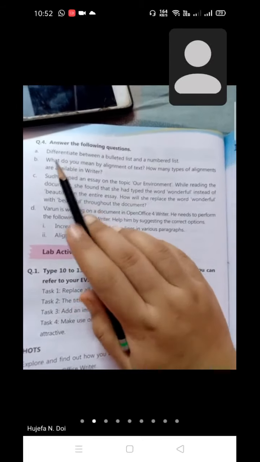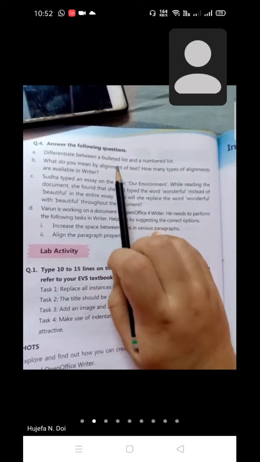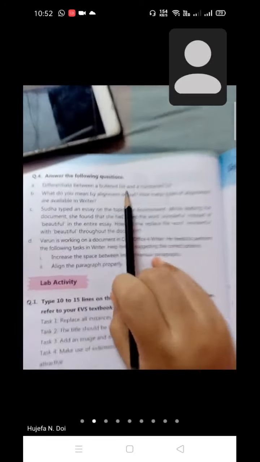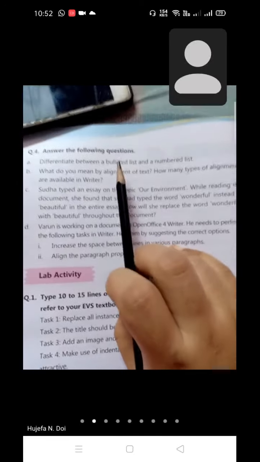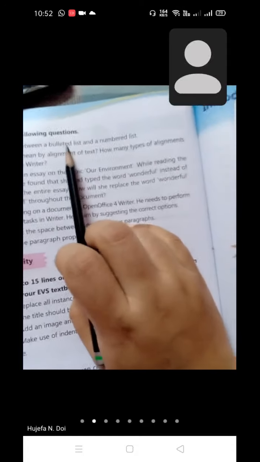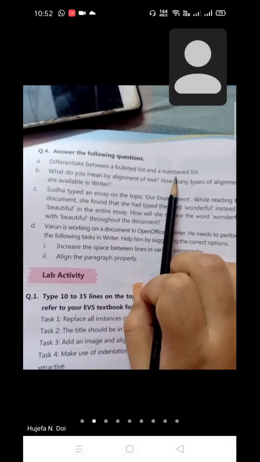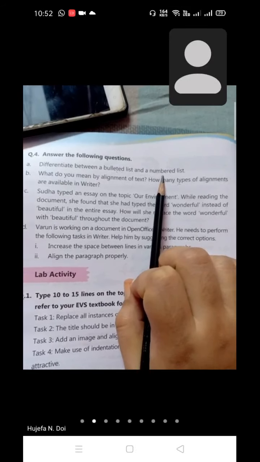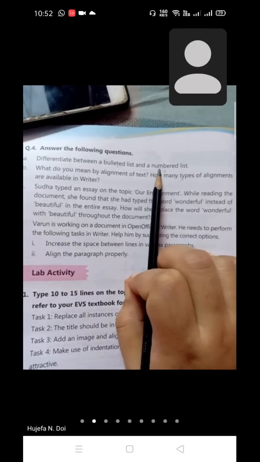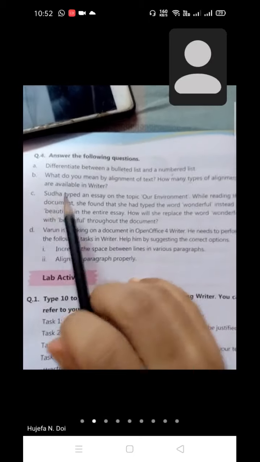Okay. Differentiate between the bullet list and the number list. What is the bullet list? It's an unordered list. In the bullet list, the sequence is not necessary, while in the number list, sequence matters. It will be arranged in an ordered list.